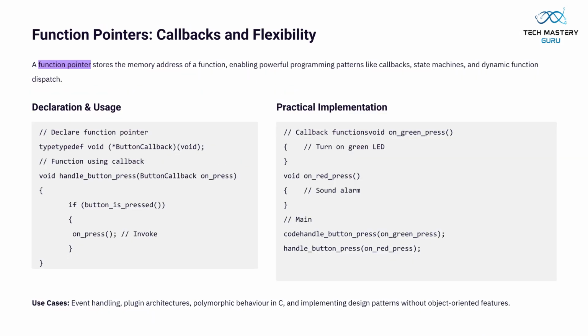Function pointers store a function's memory address, enabling flexible programming patterns. They are essential for implementing callbacks, state machines, and dynamic function dispatch. This allows for event handling and polymorphic behavior without object-oriented features.